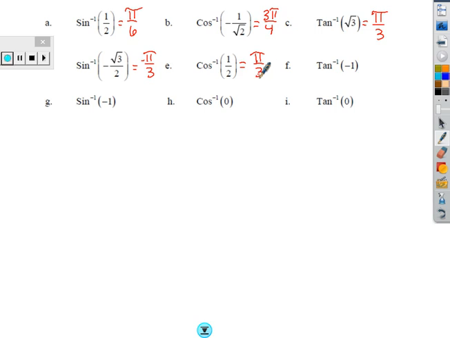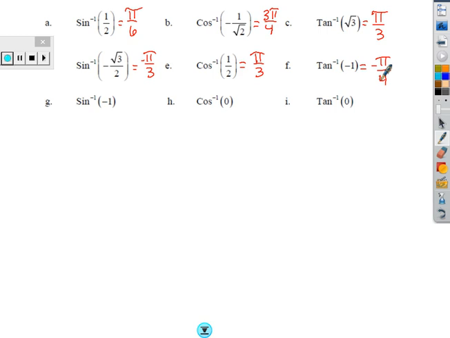Now I see tangent is 1, negative 1 to be a little more precise. So that must mean that my answer is in quadrant 4. Because remember, tangent inverse only exists in quadrants 1 and 4, and quadrant 4 would be the only spot where tangent is negative. This has to be the 45, 45, 90 triangle, so that tells me negative pi over 4.